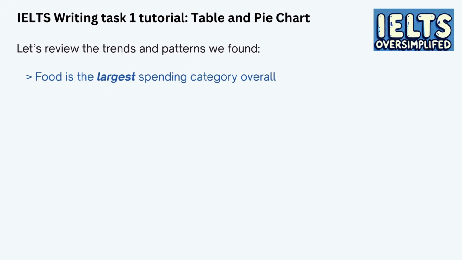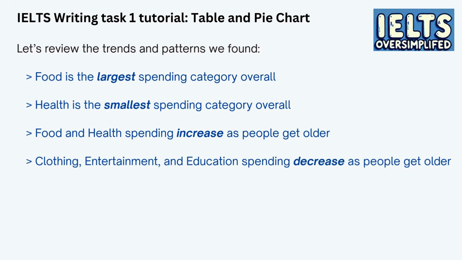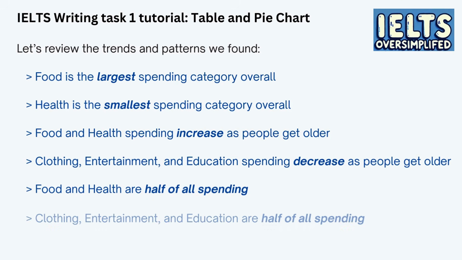Food is the largest spending category overall. Health is the smallest spending category overall. Food and health spending increase as people get older. Clothing, entertainment, and education spending decrease as people get older. Food and health are half of all spending. Clothing, entertainment, and education are half of all spending.